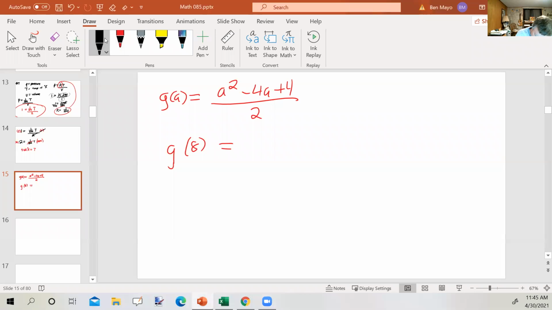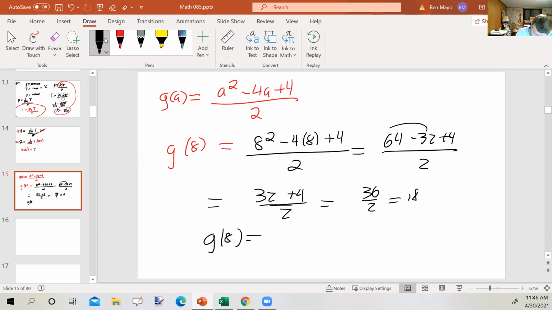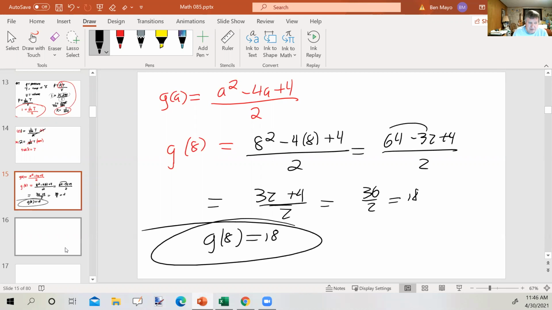So g of 8 is going to be 8 squared minus 4 times 8 plus 4, all over 2, which is 64 minus 32 plus 4 over 2, which is 32 plus 4 over 2, which is 36 over 2, which is 18. So g of 8 equals 18.